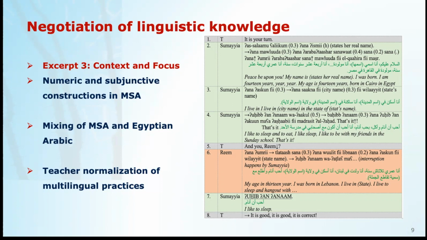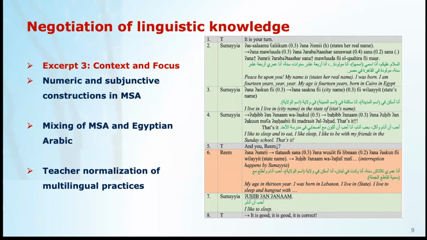مولودة في القاهرة في مصر, born in Cairo in Egypt. أنا أسكن في, and then she said اسم المدينة, and then she said أنا ساكنة في. She's basically fluctuating between the standard, which is أسكن, and between اسم الفاعل, the present participle form, right? The active participle form, and a ساكنة from Egyptian Arabic in the same sentence. Apparently, the student is aware that ساكن, أسكن, and ساكنة, these are two distinct forms, and she's combining them back to back. في ولاية, and then she states the name itself.